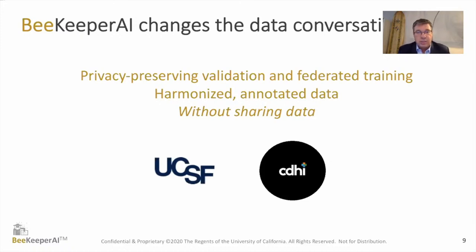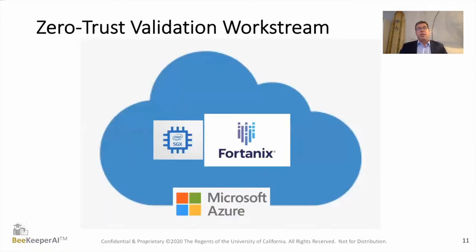This is proprietary technology developed at UCSF in the Center for Digital Health Innovation, and which is then built upon a technical foundation from some partners that we'll talk about in a moment. So we have two major work streams going on. The first is the zero trust validation work stream, in which we are building SGX enclaves, which allow secure encrypted computation in the memory space of the CPU from Intel. We're using the Fortanix runtime encryption and self-defending key management to build technology to take the algorithm, protect the data, put them together, and generate the reports.